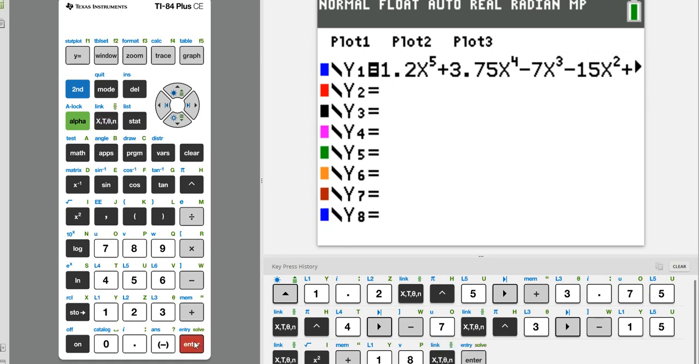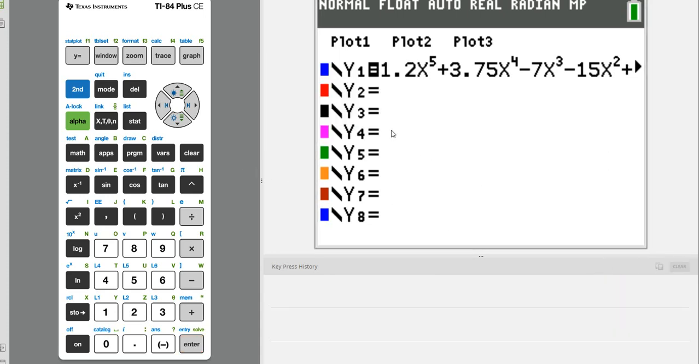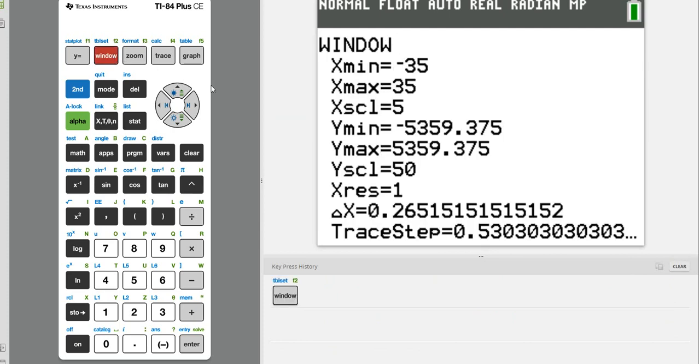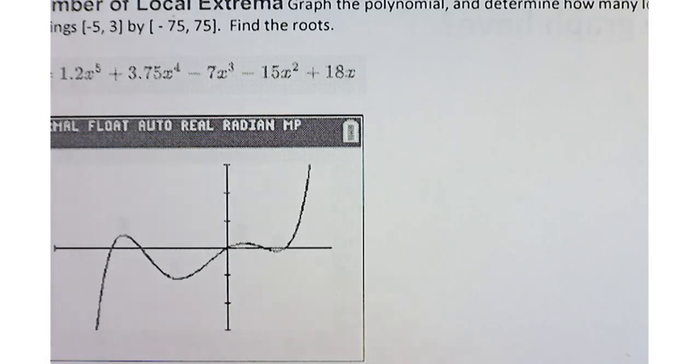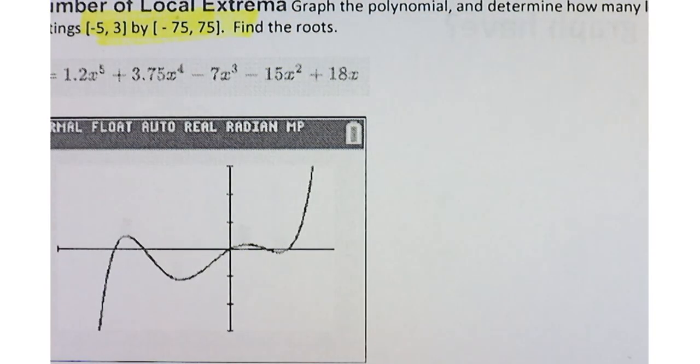All right, so kind of a messy polynomial. Now, a good question is, what should I set my window to in order to graph this? Do I need to think really hard about what to set my window to? Well, not really, because I made a suggestion like right here. Hopefully you're familiar with that notation. That's my x min to x max, y min to y max.